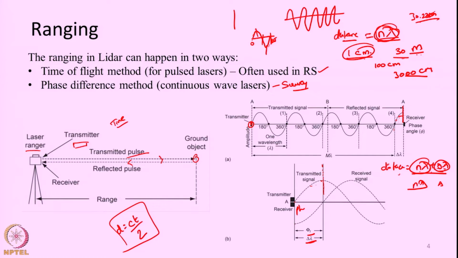This is using phase difference, but this is normally not done for airborne or spaceborne LIDAR systems, where we use the time of flight method. We observe the time taken for the laser pulse to go and come back and use that. So essentially, in the time of flight method, the entire accuracy of the ranging system depends on the accuracy with which we measure the time taken.